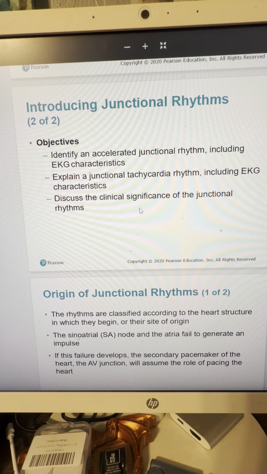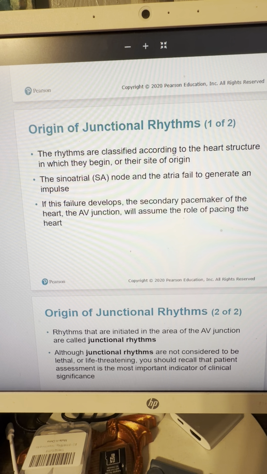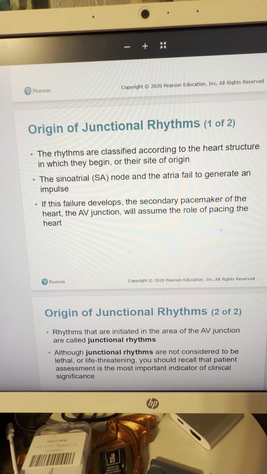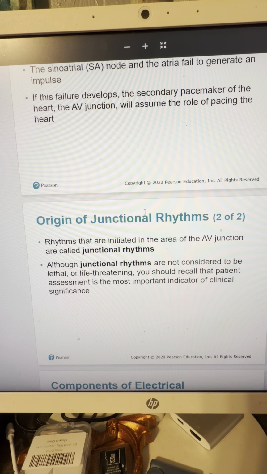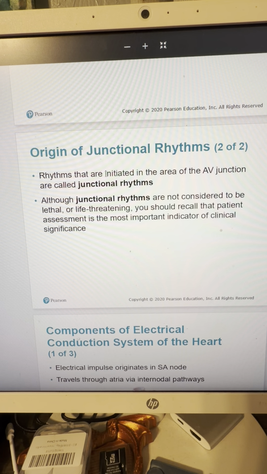So the rhythms are always classified based on where they start. We've already been through sinus rhythms and atrial rhythms. So now we're moving down through the heart, and the next spot is the AV junction. If the SA node doesn't fire, and the atria do not produce an impulse, then it moves down to the AV junction, and it will assume the role of making your heartbeat. All the rhythms in this area of the AV junction are called junctional rhythms.